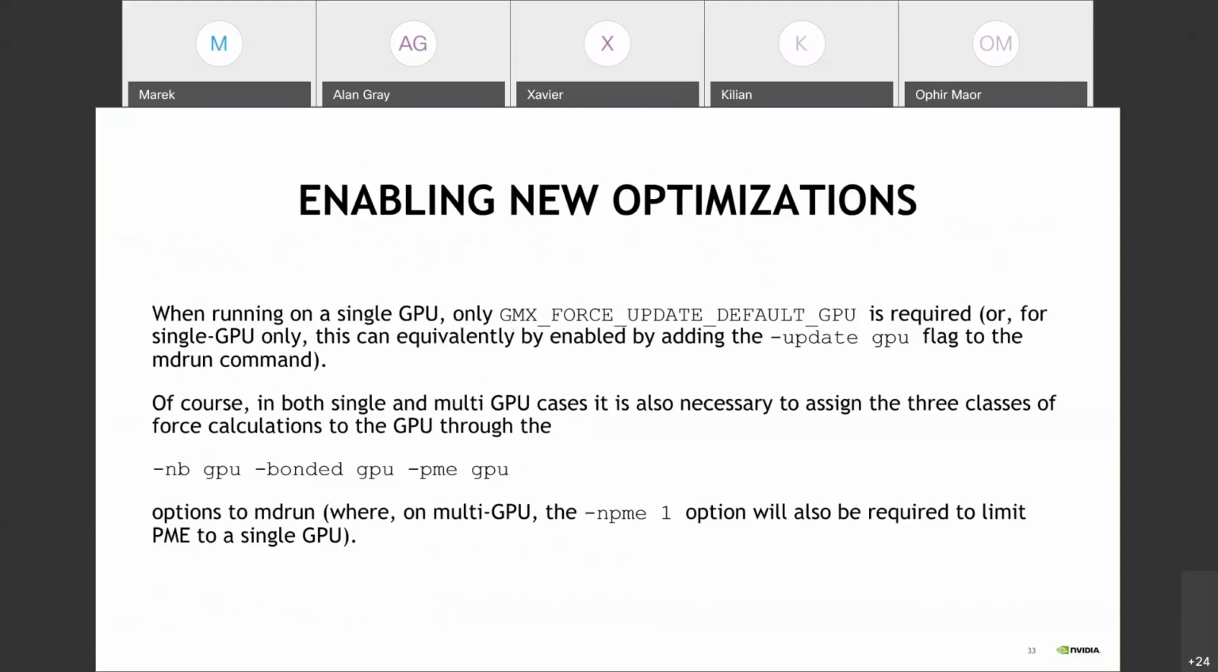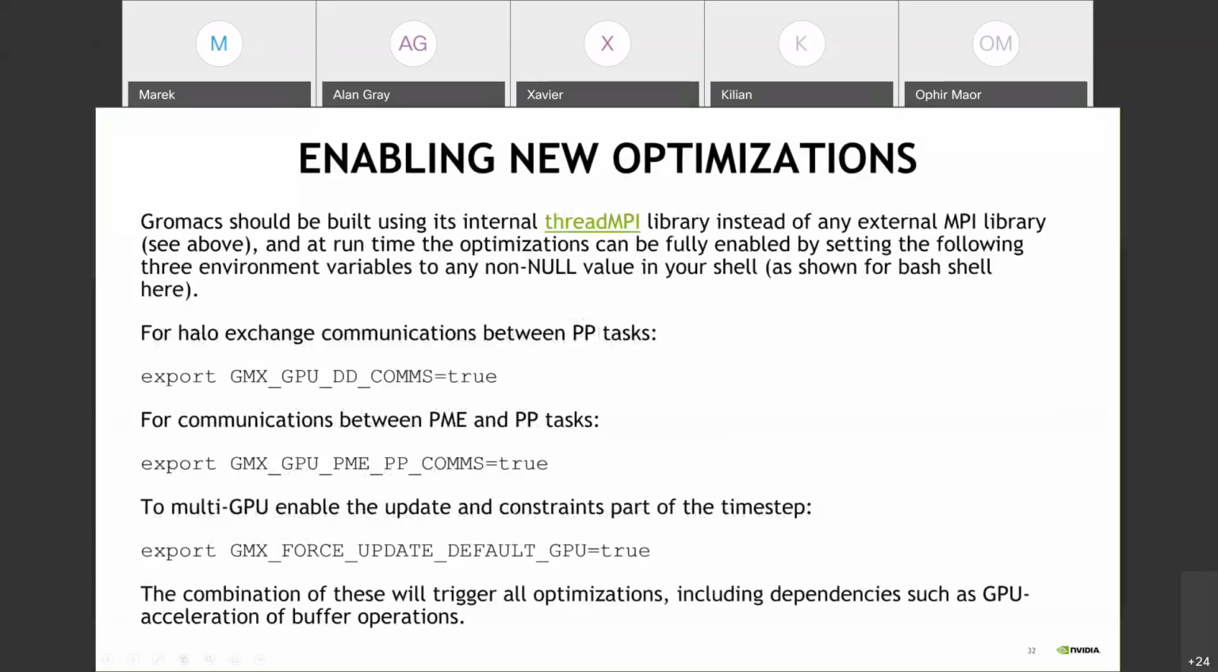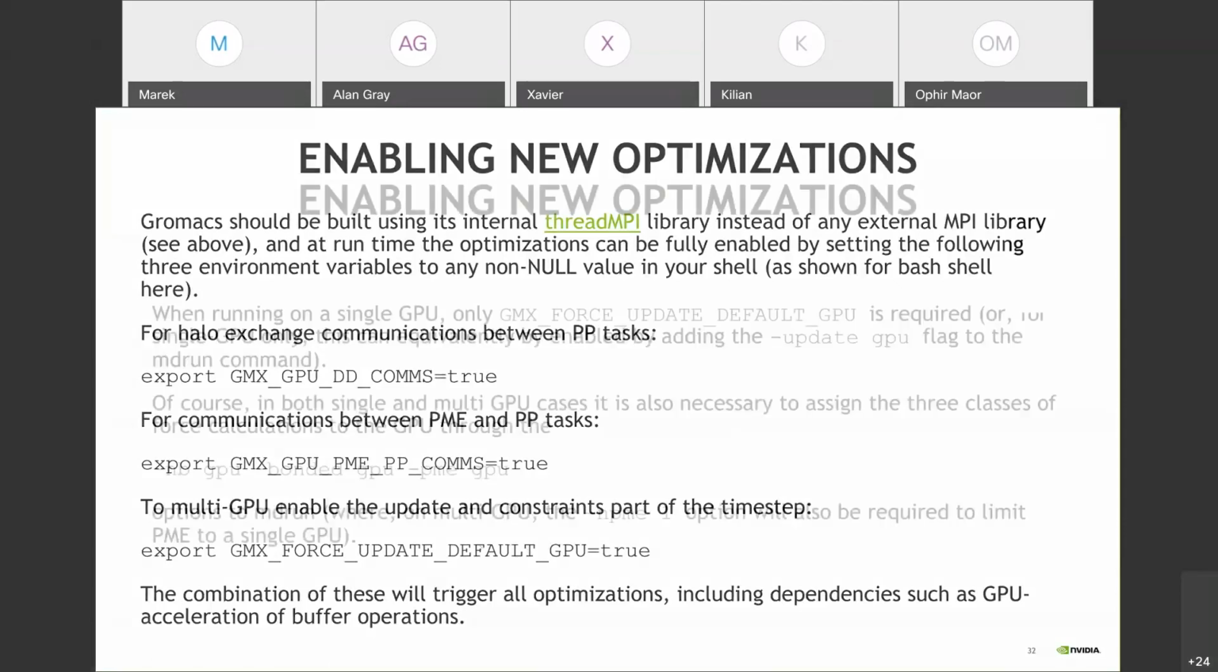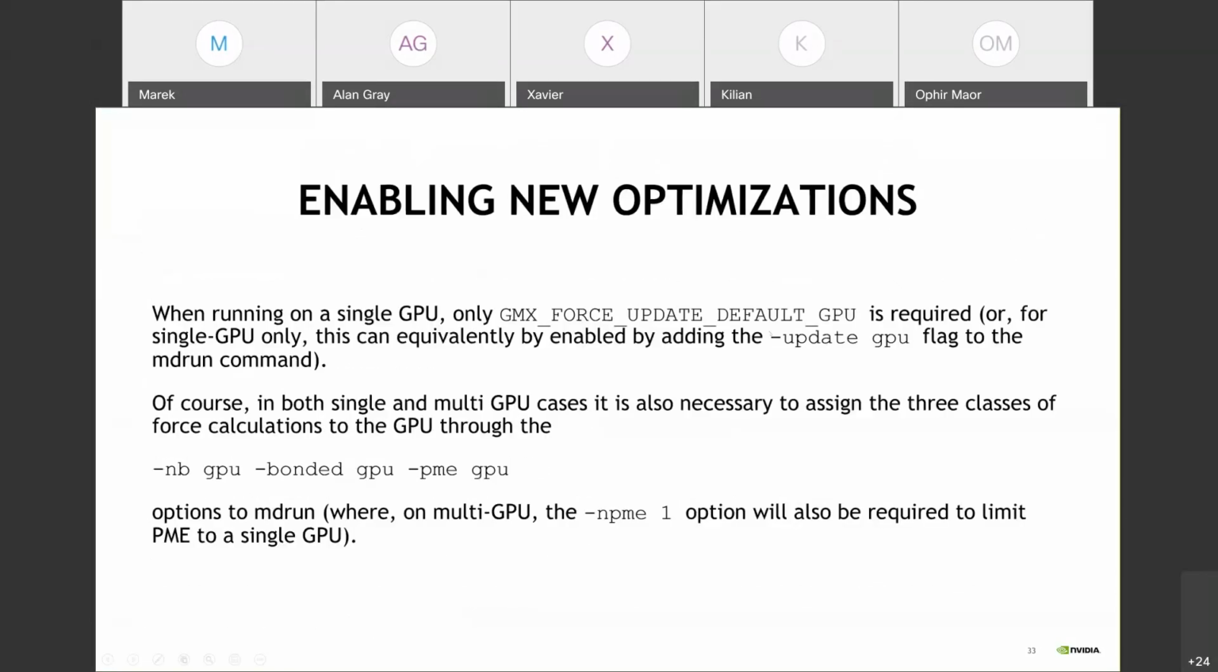If you're on only a single GPU, then the communications part is not relevant. So the only important thing is the update part has to be on the GPU. You can either use this environment variable or you can use the -update GPU flag instead. The reason I don't have the -update GPU flag here instead of this environment variable is that previously you needed this, but I think now, with the latest release, you could alternatively use the -update GPU flag for the multi-GPU case as well. But there's no harm in switching on that environment variable anyway.